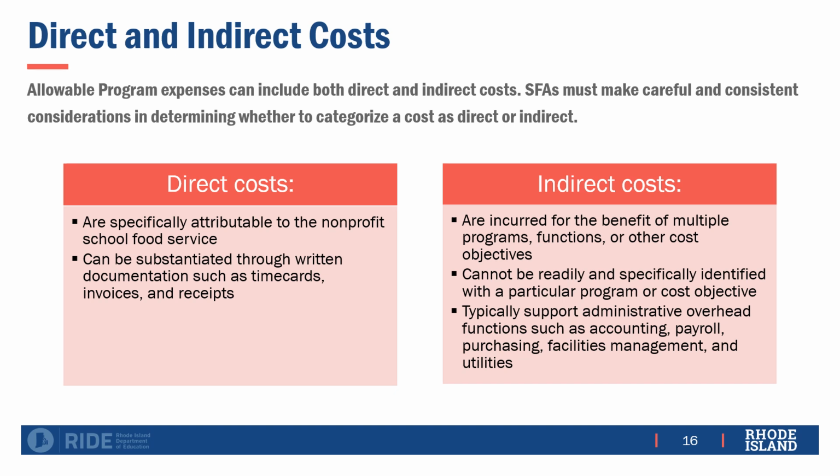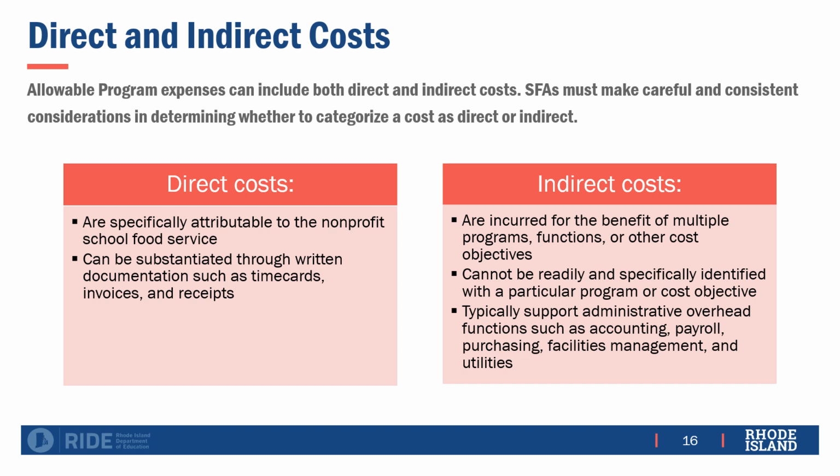Direct costs are those expenses that are specifically attributable to the nonprofit school food service program, and which can be sustained through written documentation such as time cards, invoices, and receipts. Examples of common direct costs include wages and salaries of food service workers, costs of purchased foods, food service supplies, media and promotional materials relating to the food service, and capital expenditures relating to food service, for example, food service equipment purchases.